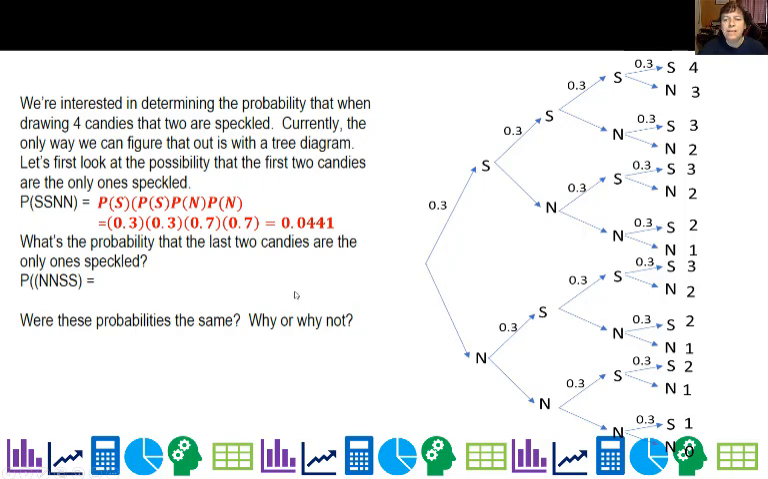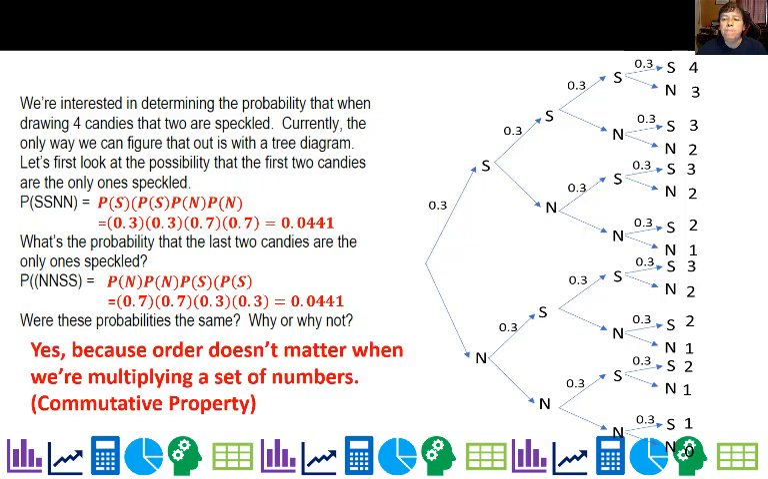So what's the probability the last 2 candies are the only ones speckled? Well, it's the same idea, right? I just do 0.7 times 0.7 times 0.3 times 0.3, and I get 0.0441. So 4% probability, 4.4%. Were these probabilities the same? Why or why not? Yes, they were, because it's the same number of speckled candies and the same number of unspeckled candies. And so all I changed was what order I did that. And order doesn't matter when we multiply. Remember the commutative property where you can switch things?